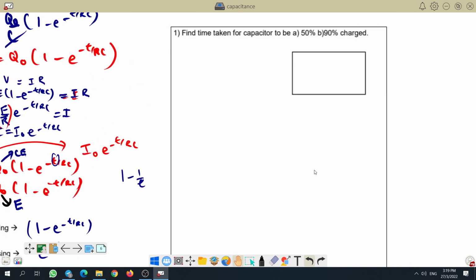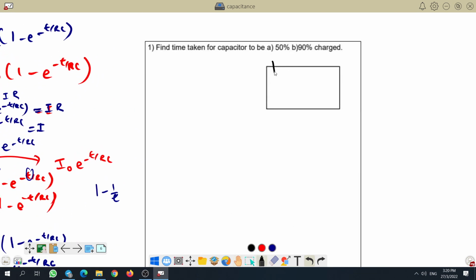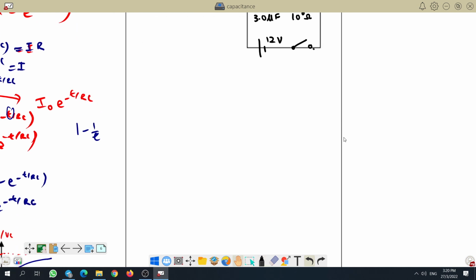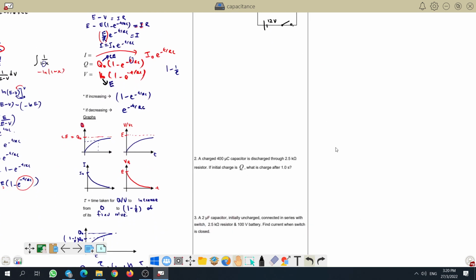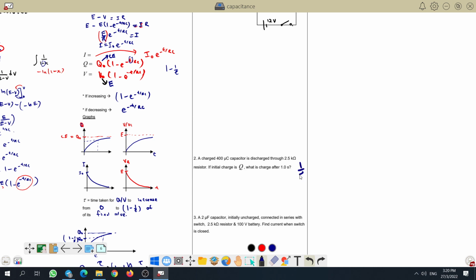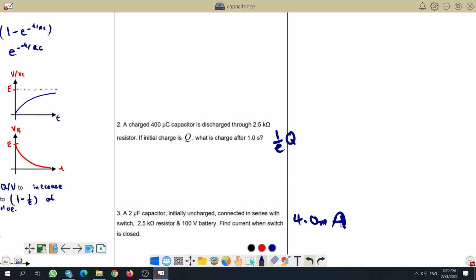Okay, yang ini. So we have a capacitor. We have a resistor 10 to the power of 6 ohm. Resistance, so it has to be very high. Okay, yang ini jawapannya 2.08 second and 6.91 second. Yang di bawah 1 per e Q0. Yang di bawah sini 4.0 milliampere. Okay, one by one terus.